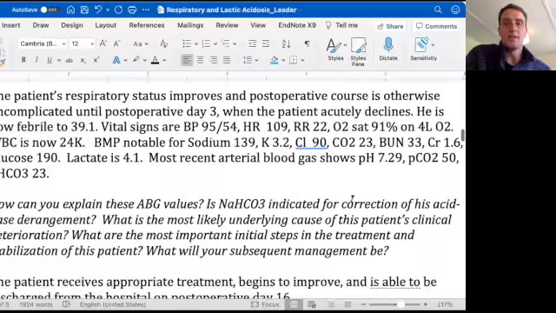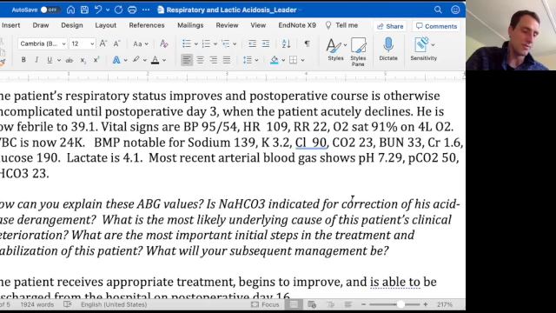Great, we'll move on in this case. So the patient's respiratory status improves and the postoperative course is otherwise uncomplicated until postoperative day 3, when the patient acutely declines. He's febrile. Vital signs are shown there with a respiratory rate of 22 with saturation of 91%. The white count is more elevated than it was previously.